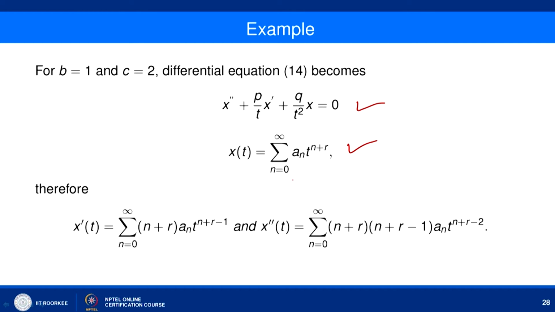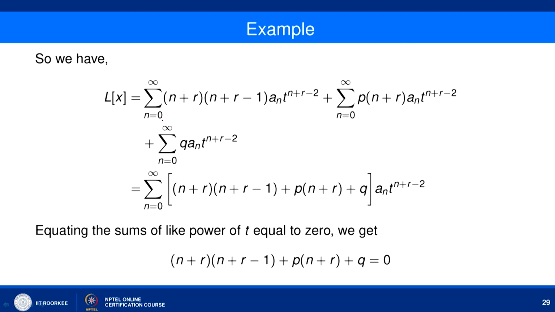solution x t equal to summation n from 0 to infinity a n t to power n plus r, and similarly calculating x dash t and x double dash t, we can simply say that L x equals summation n equal to 0 to infinity n plus r into n plus r minus 1 a n t to power n plus r minus 2 plus summation n equal to 0 to infinity p n plus r a n t to power n plus r minus 2 plus summation n equal to 0 to infinity q a n t to power n plus r minus 2, and if you calculate, the coefficient will be summation n equal to 0 to infinity n plus r into n plus r minus 1 plus p n plus r plus q into a n t to power n plus r minus 2. So, here when you start from n equal to 0, all terms will come into picture.